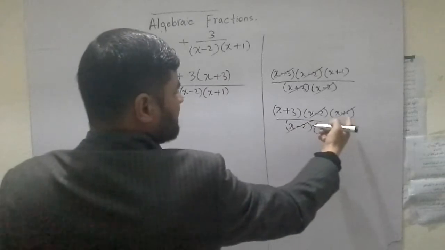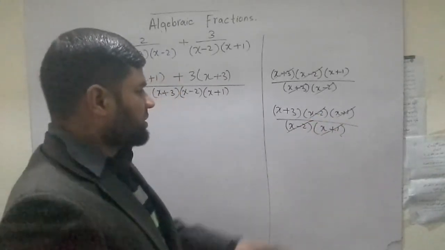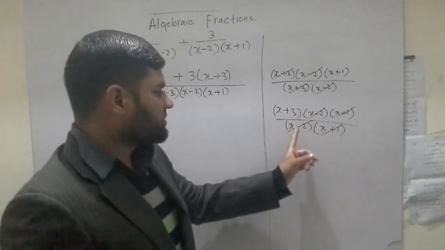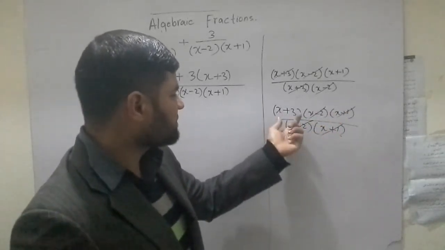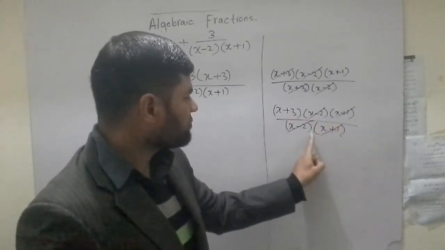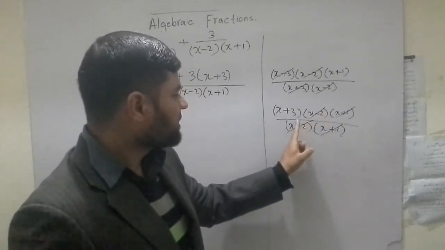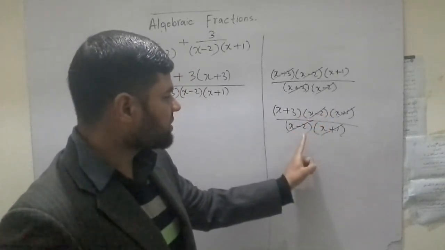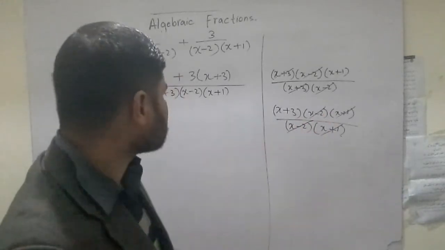Remember, we can cancel these on the top and bottom only if all the expressions and terms are being multiplied with each other. You can see this whole bracket is being multiplied with this one and this one. So there are no signs in between the multiplication signs, like plus and minus. If there are, you cannot cancel them out. But since they are being multiplied like that, we can cancel them out.